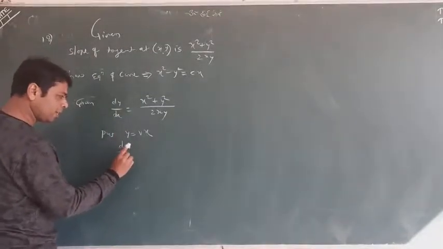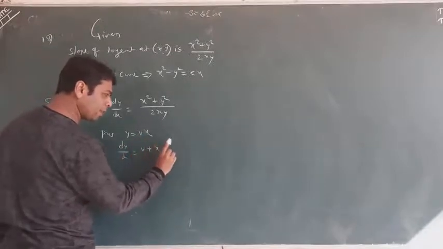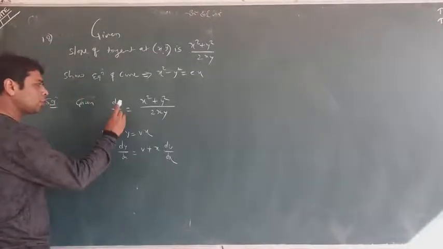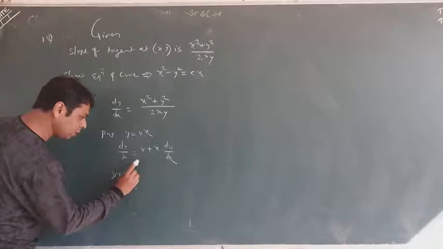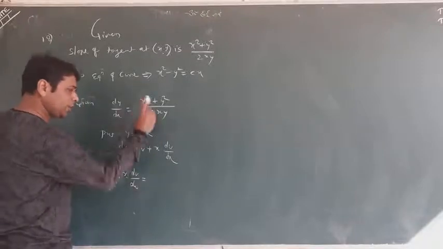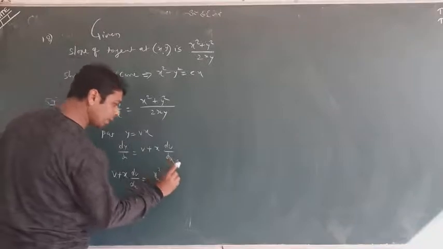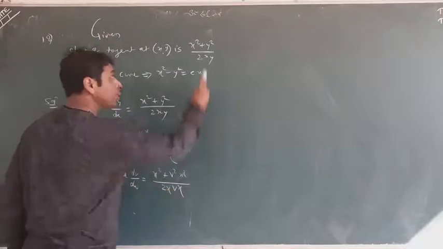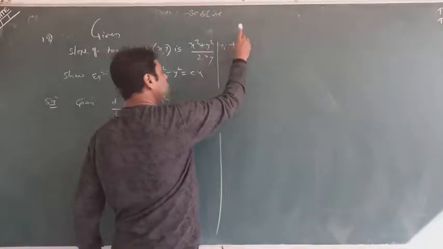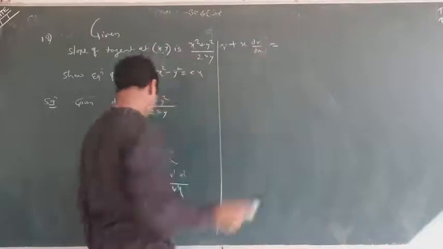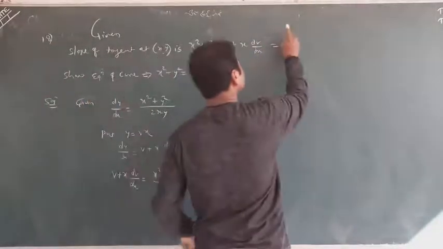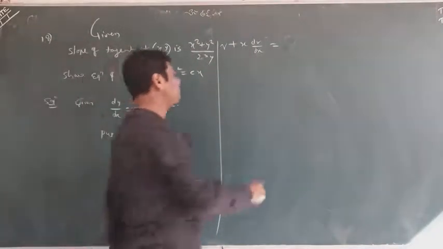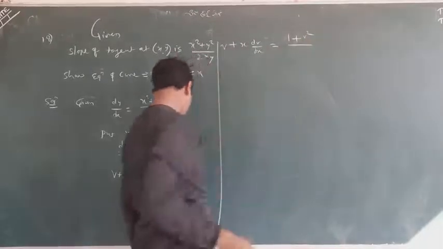So dy by dx is equal to v plus x dv by dx. What did I do? I differentiated with respect to x, and then instead of dy by dx I will go with v plus x dv by dx. Instead of y, I put vx, so x is x. Now this is v plus x dv by dx is equal to x square, take common. So directly I want to write, you know it, x square cancels, and 1 plus v square upon 2v is there.